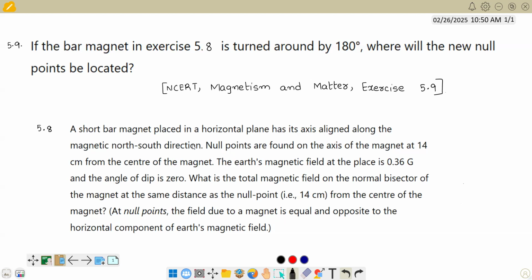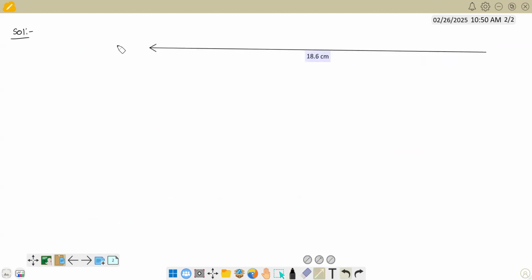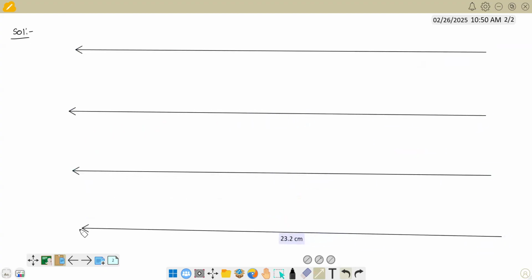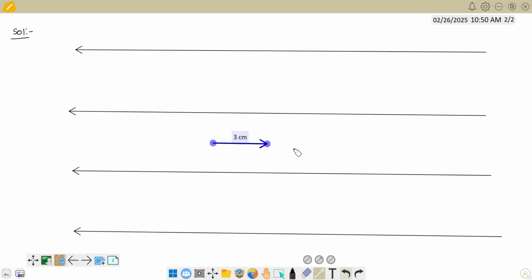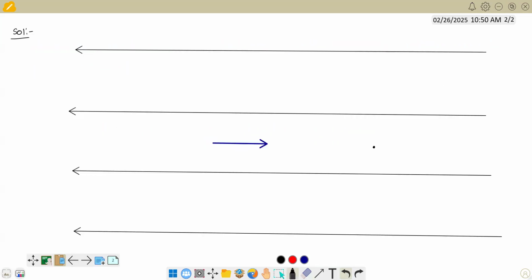So when the bar magnet in exercise 5.8 is turned by 180 degree, where will the new null point be located? We have already solved this in detail and I have explained everything about 5.8 in detail. You can watch the previous video. For now, let us assume you already solved this 5.8, but I will give a brief introduction to what happens in 5.8. So in 5.8, we have the Earth's magnetic field in this direction. Imagine that this is my Earth's magnetic field and my bar magnet is placed in this way, opposite to the direction of Earth's magnetic field, and we get a null point somewhere here at 14 centimeters. In the question, you can see the null point is at 14 centimeter from the bar magnet.